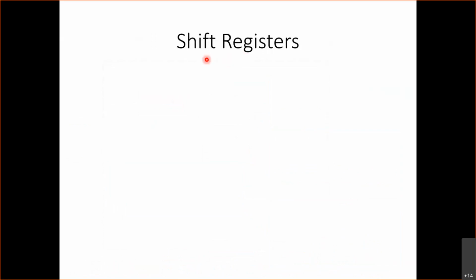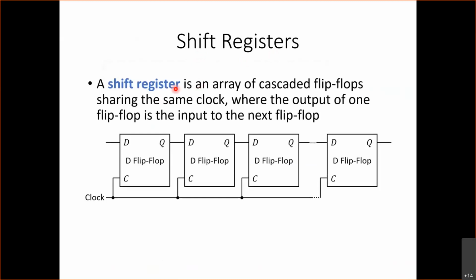So before talking about multiplication, I want to introduce a simple concept, and that is the concept of shift registers. So what are shift registers? A shift register is an array of cascaded flip-flops that share the same clock, and where the output of one flip-flop is the input to the next one. So here we have a flip-flop. The output of the first one is the input to the next flip-flop. The output of the second flip-flop is the input to the third. The output of the third is the input to the fourth, etc., until we reach the last one. And all these flip-flops are driven by the same clock.